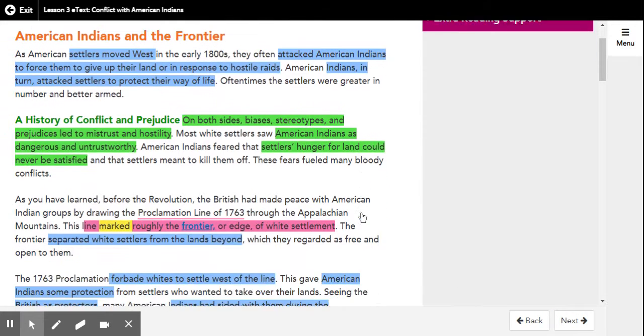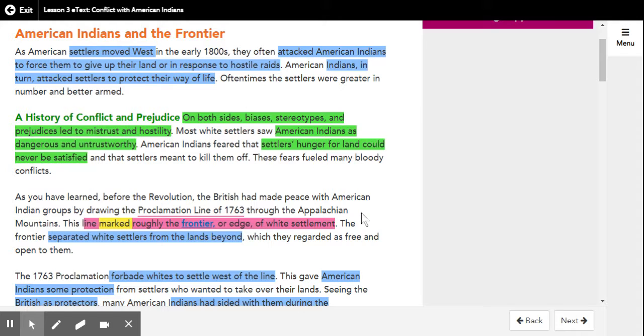American Indians and the frontier. As American settlers moved west in the early 1800s, they often attacked American Indians to force them to give up their land or in response to hostile raids. American Indians, in turn, attacked settlers to protect their way of life. Oftentimes, the settlers were greater in number and better armed.